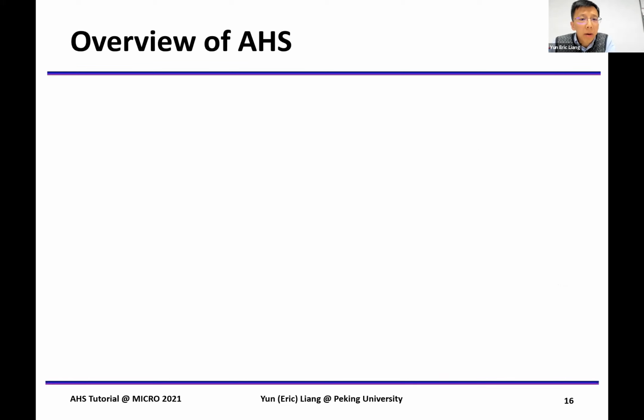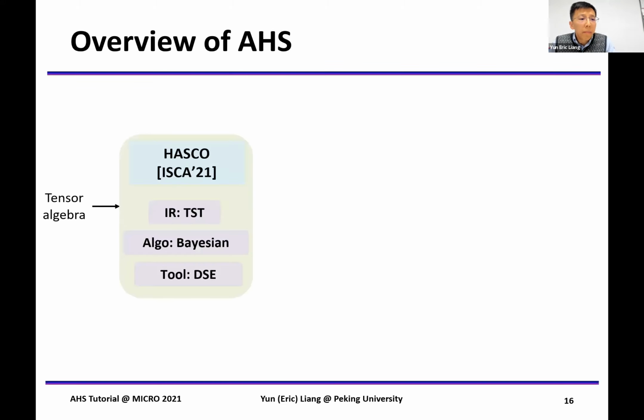Now let me give you an overview of AHS. Given a tensor algebra, our tool, Haskell, is a hardware-software co-design tool. It will partition the loop space between hardware and software and set the interface between them. Haskell uses a tensor syntax tree as an intermediate representation to abstract the computation between hardware and software, and also uses Bayesian optimization to do the design space exploration.